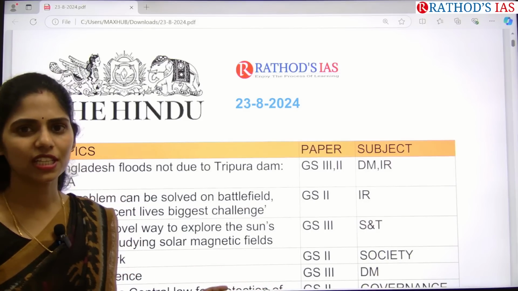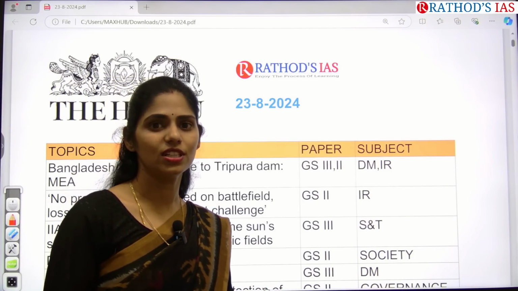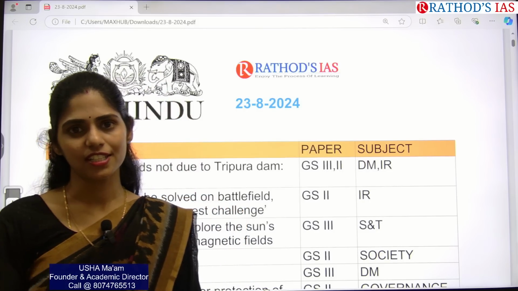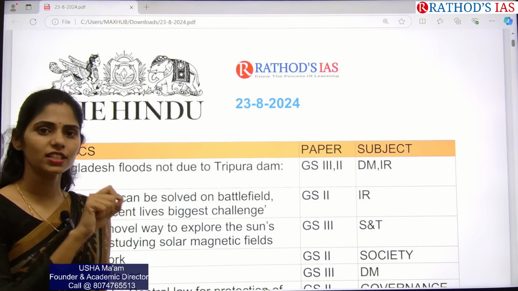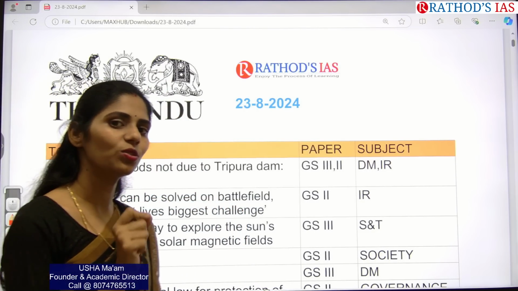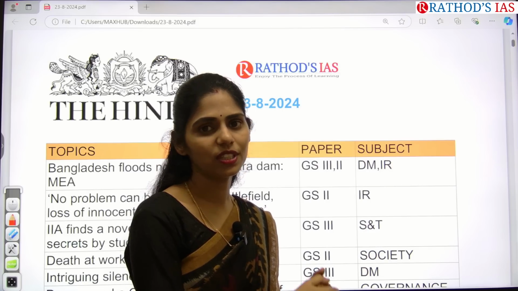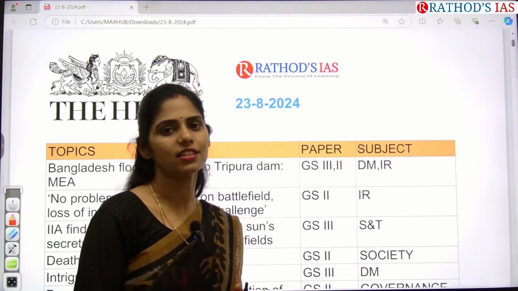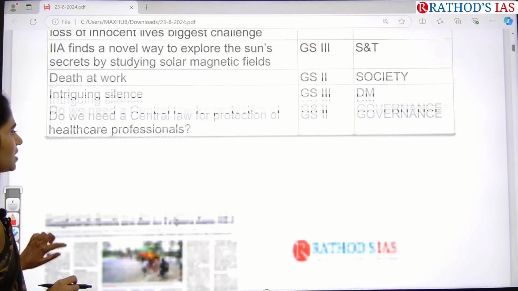So here I am taking around 10 articles in today's session and I am going to analyze every article in great detail. Wherever I am stressing important words, try to make a note of those words, and wherever data is coming, try to note down the data. That will be very helpful to write your mains answers. Okay, so let us see the first article.